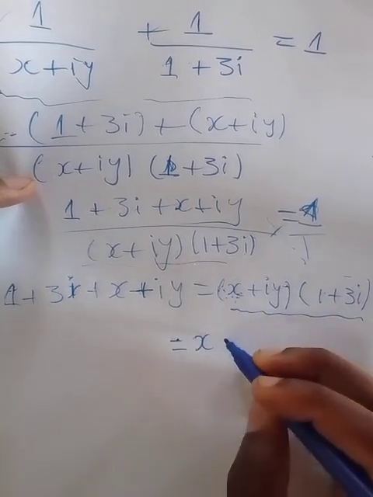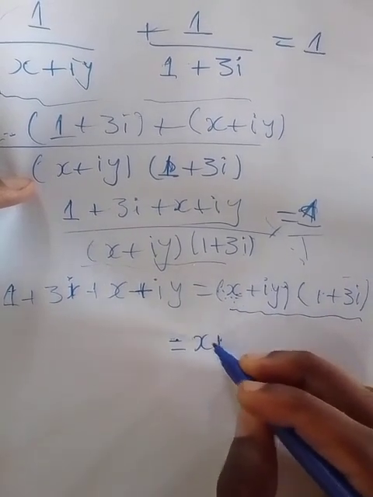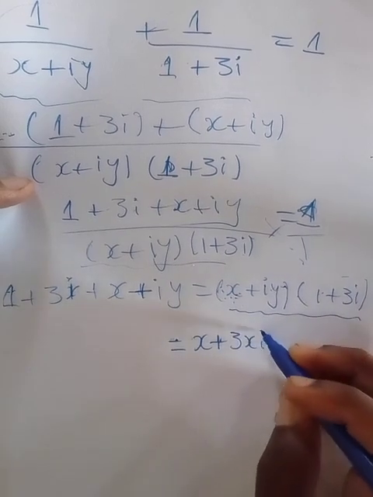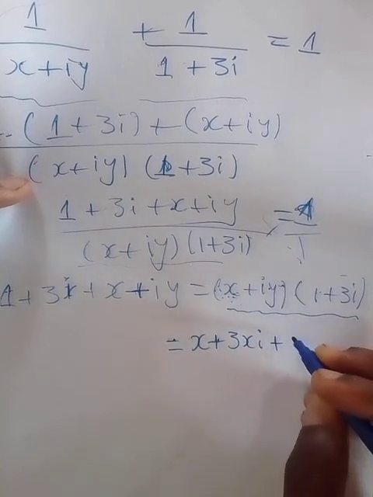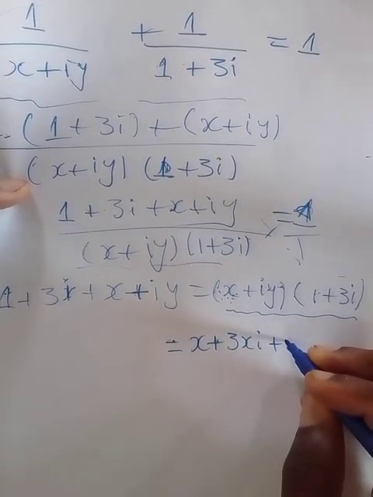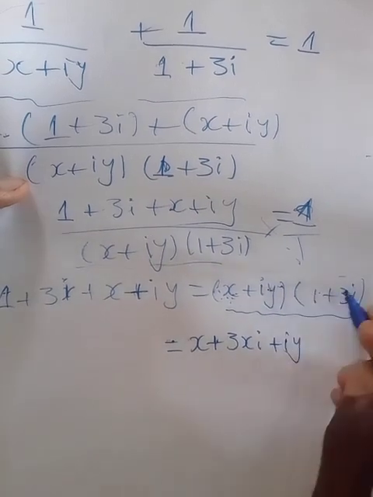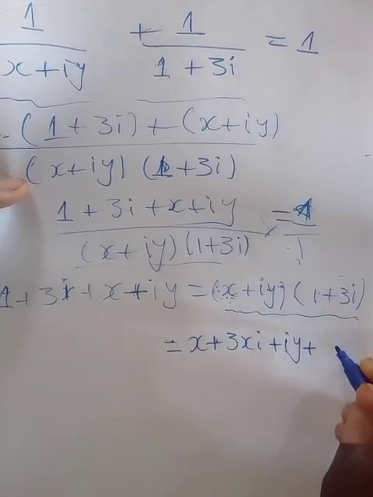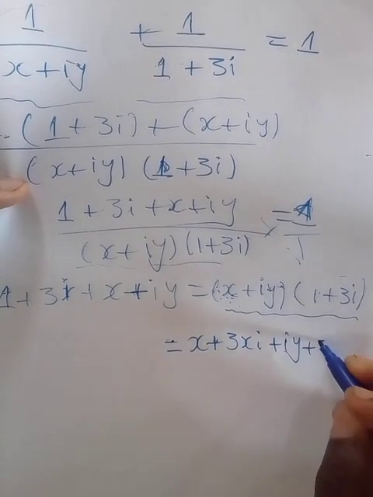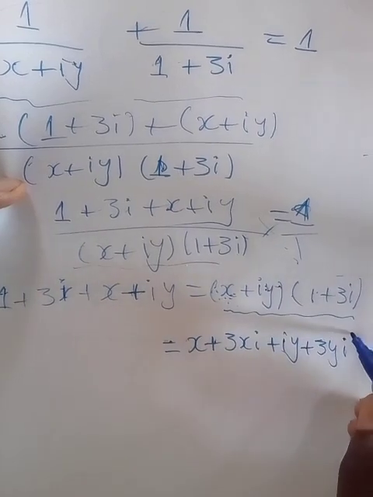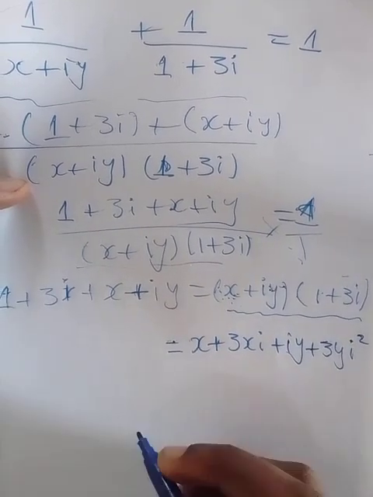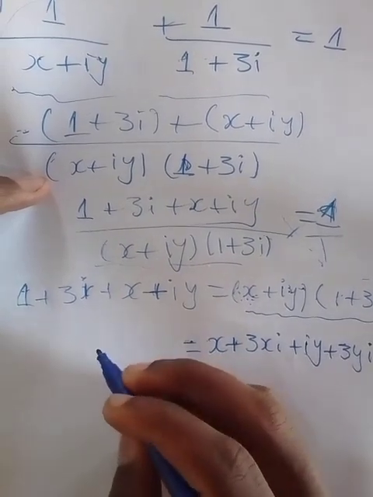This times this, you're going to have plus iy. This times this is going to be 3y. Remember, i and i, that would be i squared. So you're just going to write the other side the way it is: 1 plus 3i plus x plus iy.